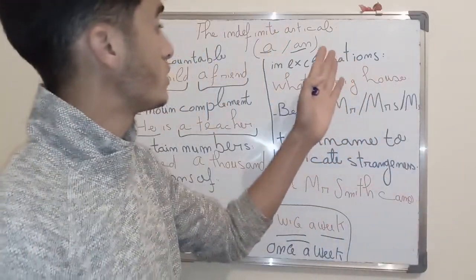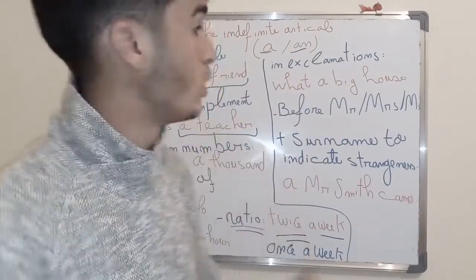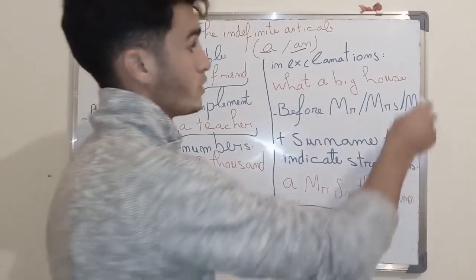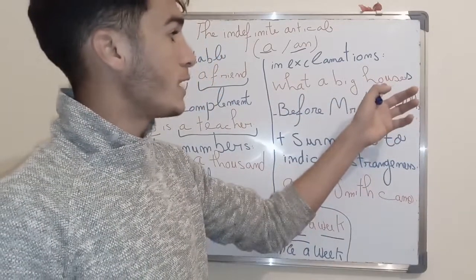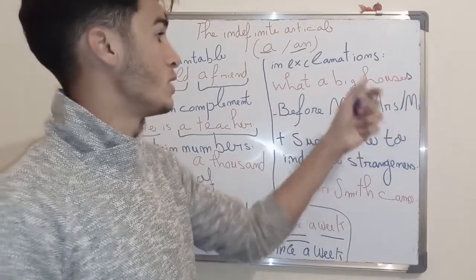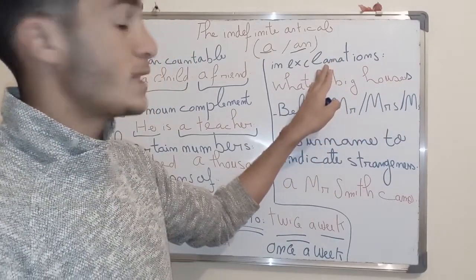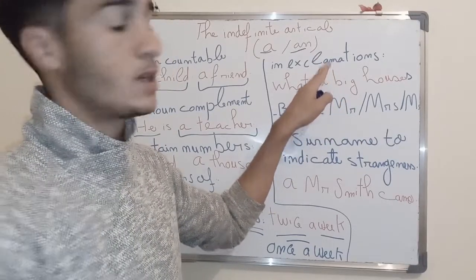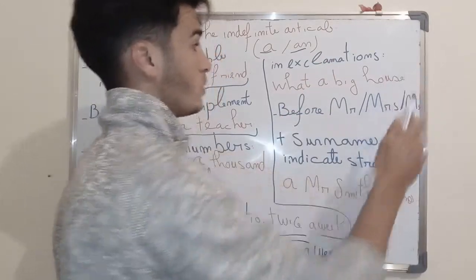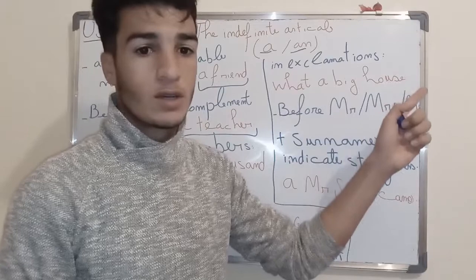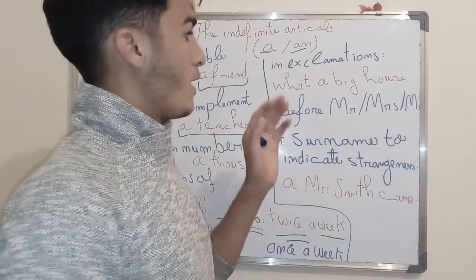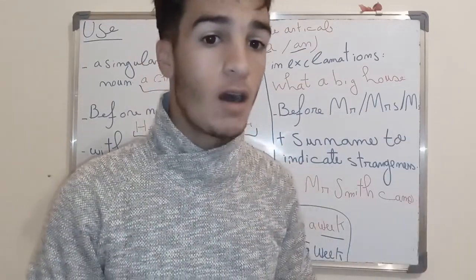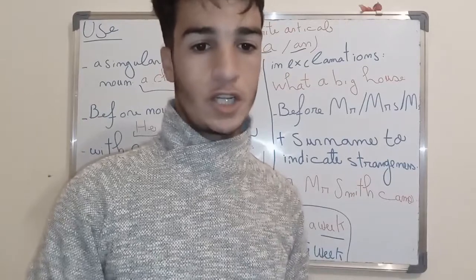So in exclamations, before a singular and countable noun, for example, what a big house. But imagine that house here is plural, it means houses. We can't say what are big houses. No, we say what big houses without the indefinite article. But when it is singular and countable, we say what a big house. Okay? Good.